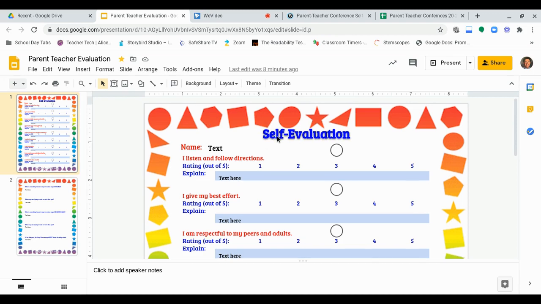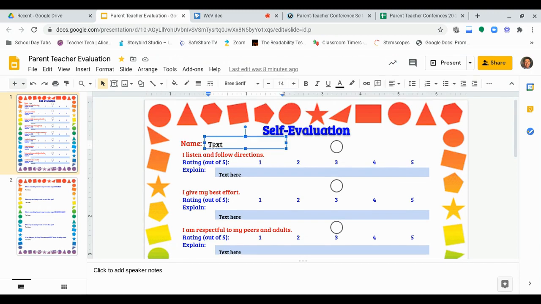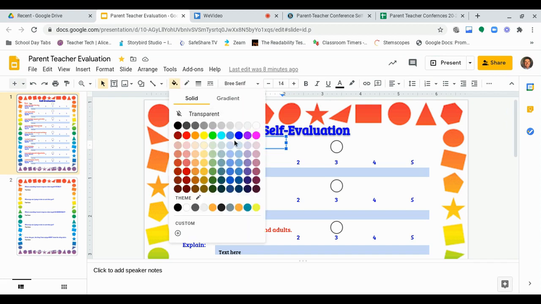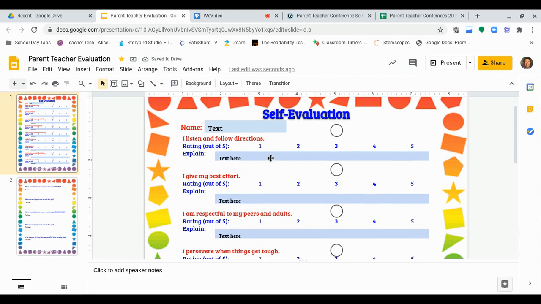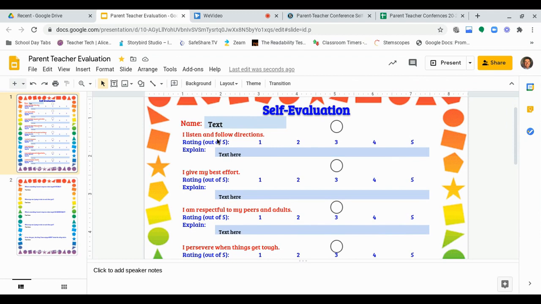So this is your self-evaluation. You notice here, make sure you put your name. So make sure you write your name in this box right here. Okay. In fact, we're going to go ahead and make it blue. Just like that. Okay. Now, what you're going to do is there are these different categories. Okay. And then you notice there's a scale of 1, 2, 3, 4, or 5.